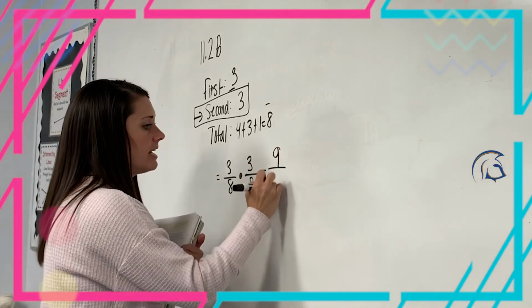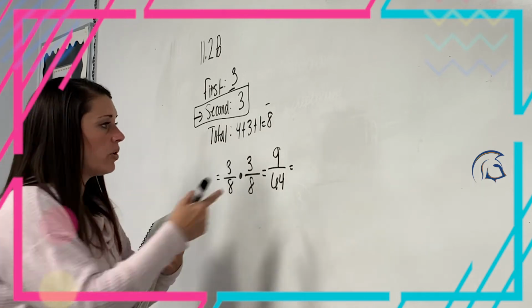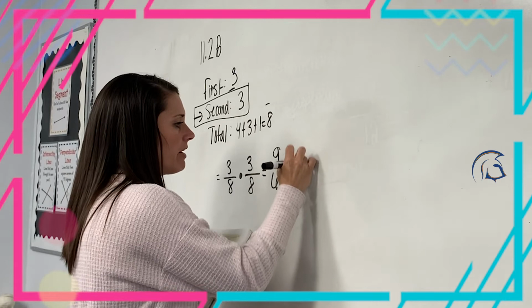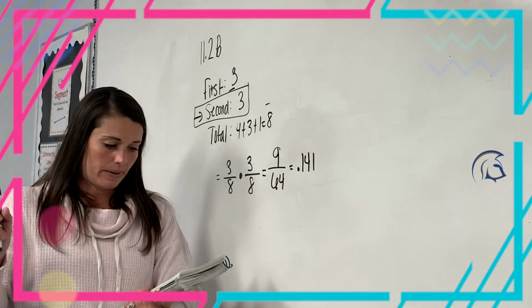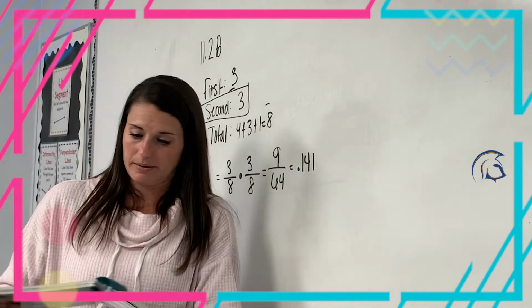So this is 9 over 64, and you want to change that into a decimal. 9 divided by 64, round it to however many places it tells you, 0.41. And that's example 11.2b.